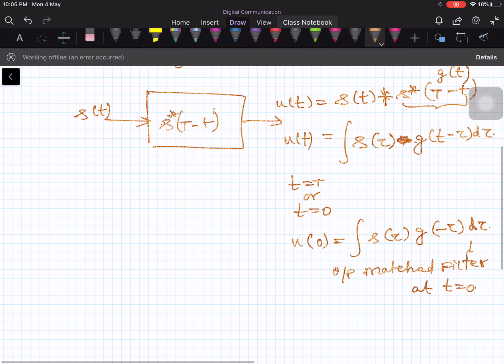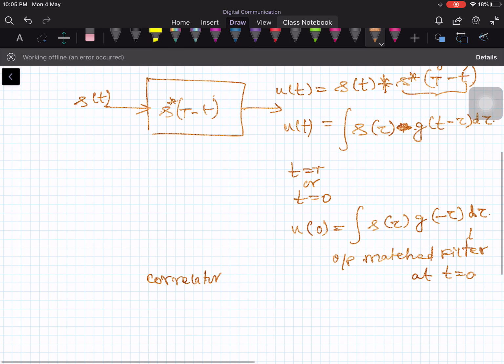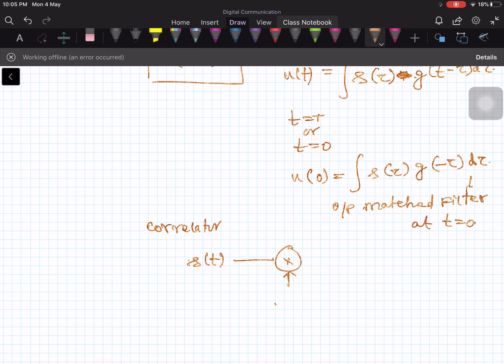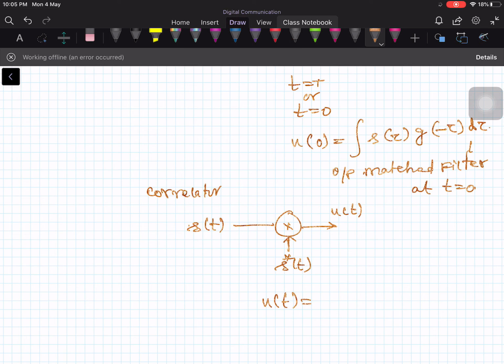Similarly, if I use a correlator, it essentially multiplies the two signals. So you take s of t and multiply by the locally generated transmitted signal s of t, or rather its complex conjugate. So this is your u of t. Therefore your u of t is going to be: you first multiply these two signals, s of t times s of t, and then integrate dt.